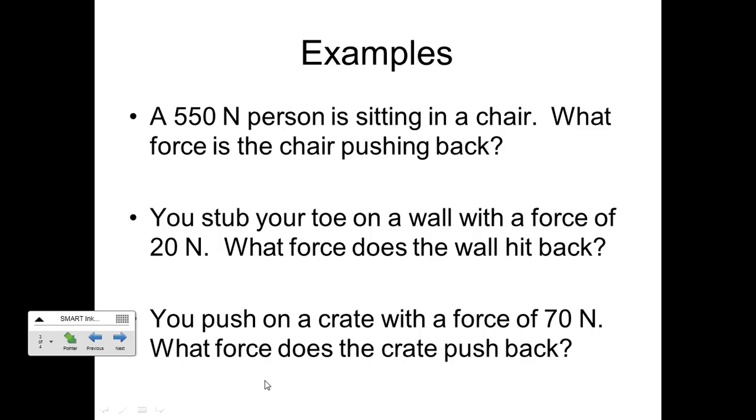That's why you can actually feel the crate when you push it. That's why you feel those heavy boxes when you push them. That's why you feel the pain when you stub your toe, because there are these forces that are pushing back.